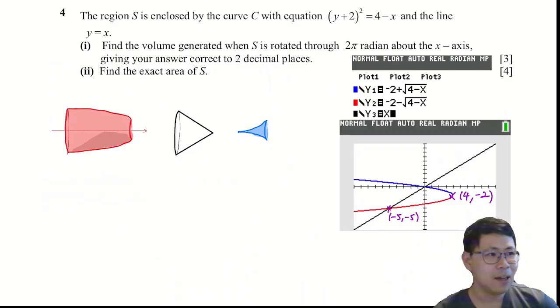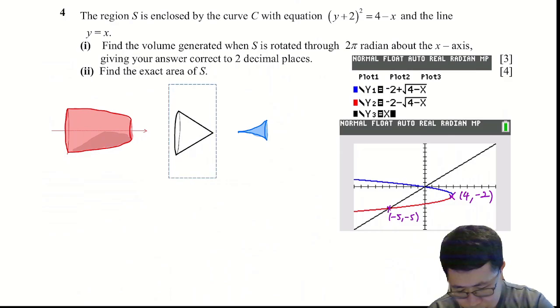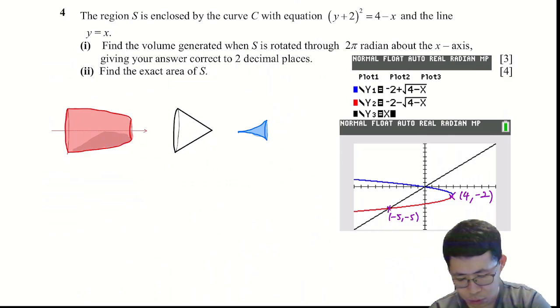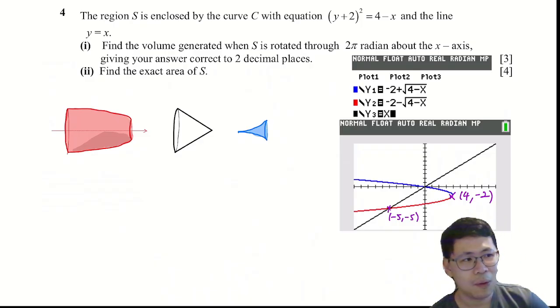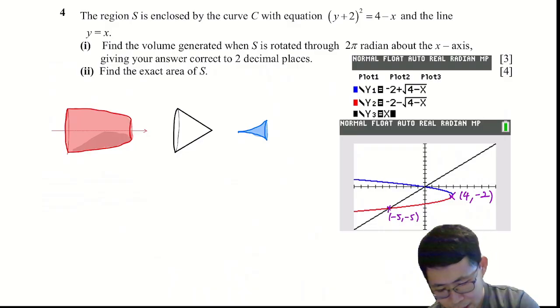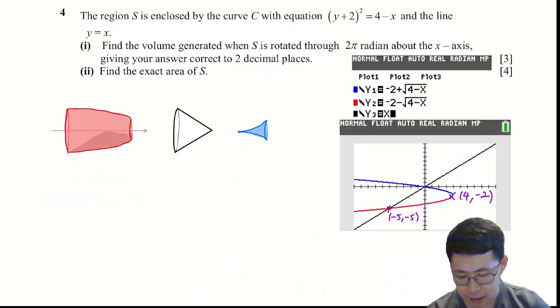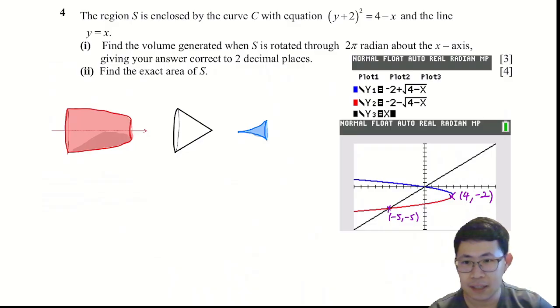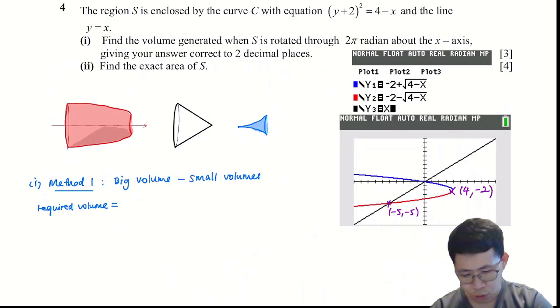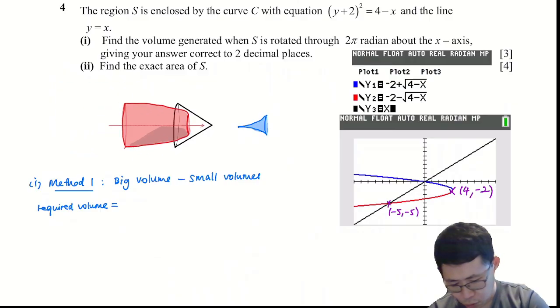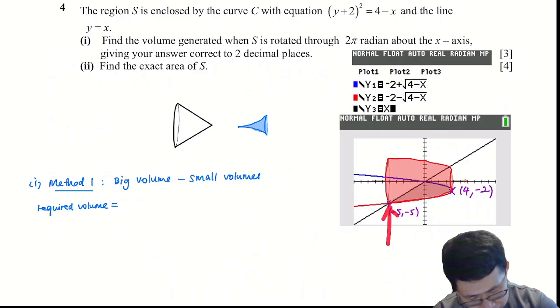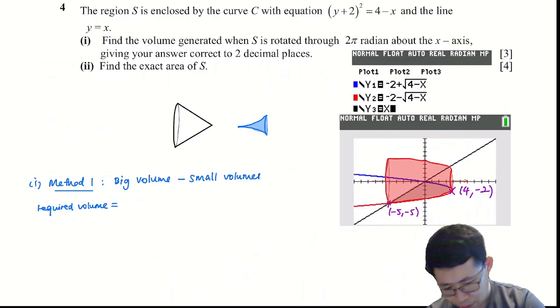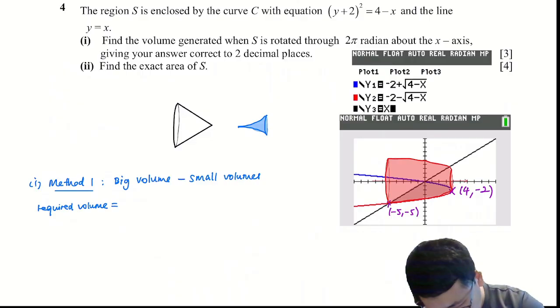We can do this in two different ways. So method 1 is to write this as the big volume minus the two smaller volumes. For this red piece over here, this big volume, where is it from? From -5 until 4. So integrating from -5 until 4.